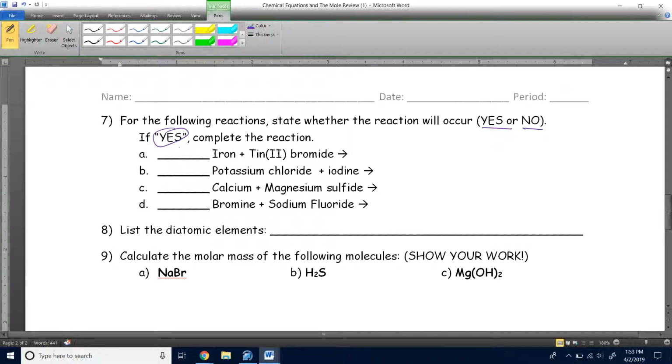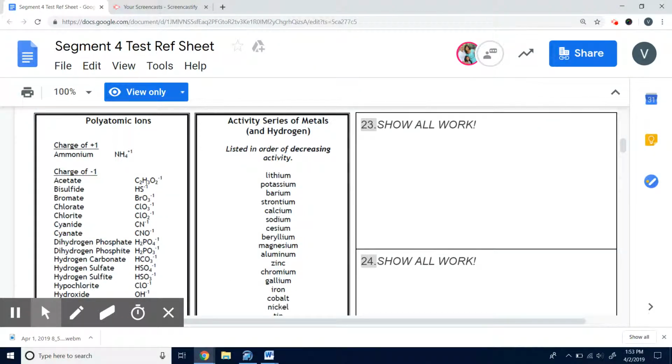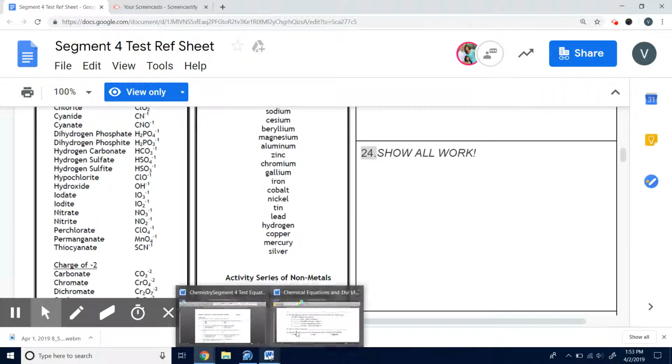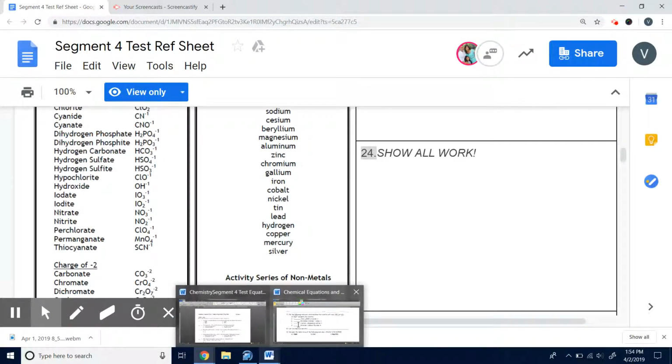So first one we have is iron plus tin bromide. Can this reaction occur? So remember, this is a single replacement reaction because we have a single element trying to replace the tin right here. What we have to do is go to our reference sheet, and we have to look for tin and iron. So iron has to be stronger than tin in order for that reaction to occur.